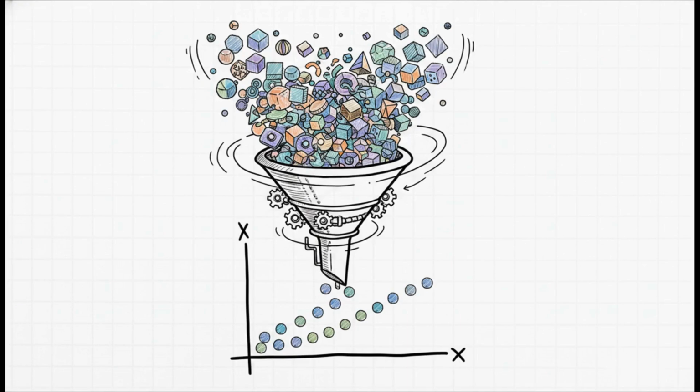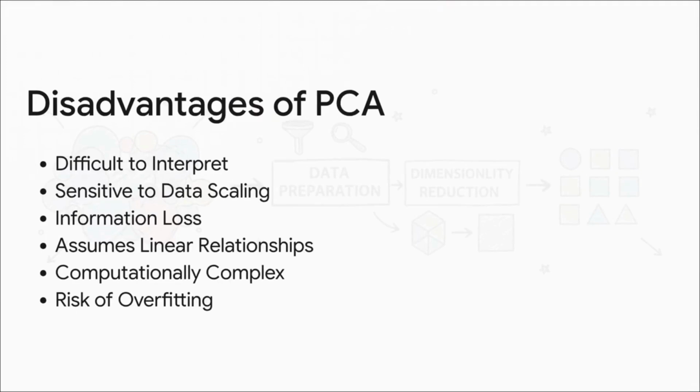And honestly, perhaps best of all, it allows for amazing data visualization. If you have a data set with 50 dimensions, you obviously can't graph it. But if you use PCA to compress it down to its top 2 or 3 principal components, you can easily plot it on a standard 2D or 3D graph and actually visually see the clusters with your own 2 eyes. But hey, there's no such thing as a free lunch in machine learning, right? PCA definitely does come with some pretty significant disadvantages.